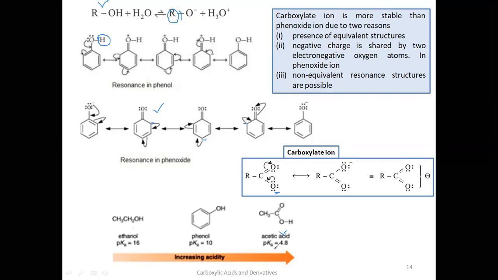These are the pKa values you can see here. Lower the pKa, greater is the acidity. The pKa is 4.8 here, 10 here, 16 here. Alcohols are very weak acids; their pKa is nearly equal to water. If you see the pKa values of carboxylic acid and phenol, it is less in the case of carboxylic acid, 4.8, and here 10. Almost half the value means it is more acidic. This is the order of increasing acidity.